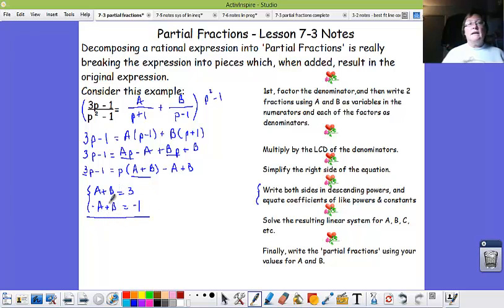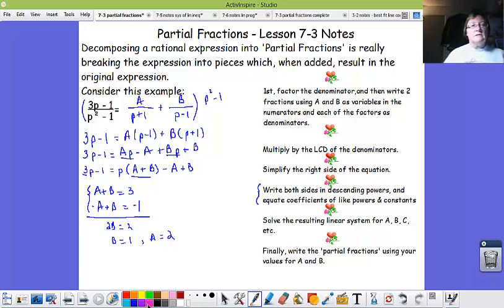So we're going to add, because we can already eliminate the A's. 2B's will equal 2, and B will equal 1. Once I know that, then I substitute back up in here. And if B is 1, then A must be 2. Cool. Now we've got what we need to complete that expression. So the last step says write the partial fractions using our values for A and B. So we're going to just write the new equation.